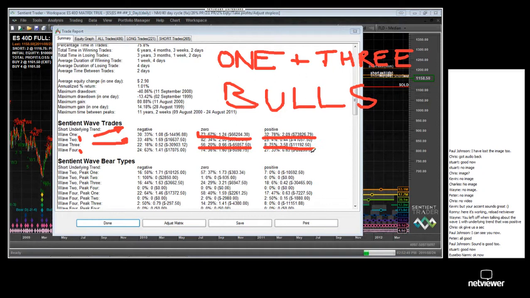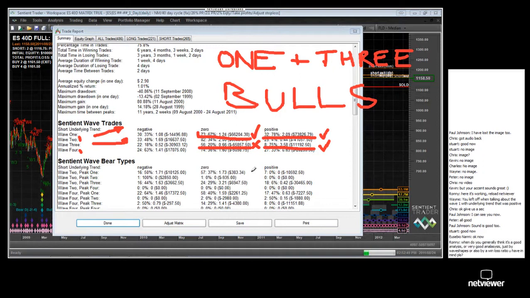You can see that under positive conditions, wave 3, which is a bullish wave, in other words, trading, betting on the price going up, when there's a positive underlying trend, it is a good idea. And same thing for wave 1. Wave 1 also often works really well with a zero underlying trend. Wave 3 often performs badly with a neutral or zero underlying trend.